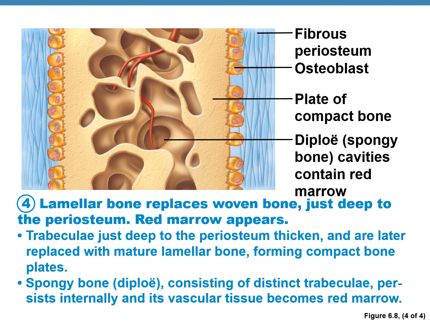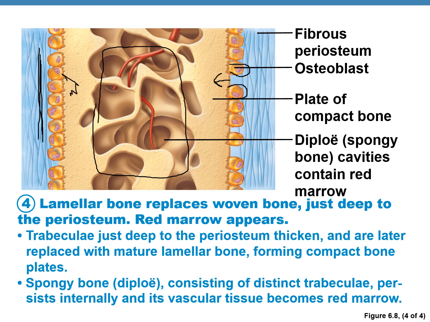Step number 4. Lamellar bone replaces woven bone just deep to the periosteum, and red marrow appears. So on this diagram, you can see in the middle, we have spongy bone, right? But these osteoblasts, now on the surface, start secreting matrix in a different manner. They start secreting lamellar bone, right? So that will be our compact bone. So trabeculae just deep to periosteum, and here's our periosteum. So we have trabeculae in this area.